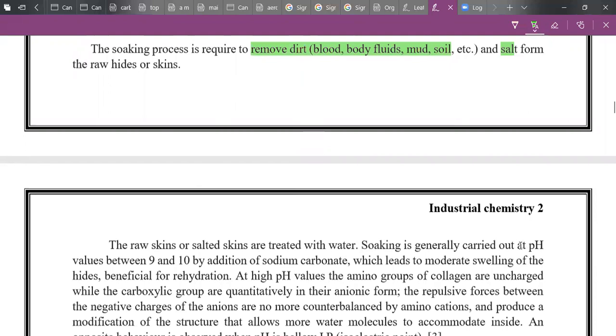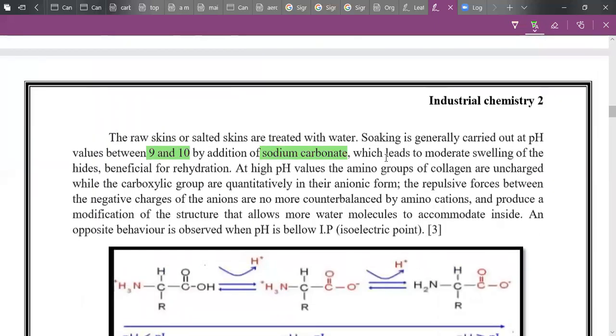Soaking is generally carried out at pH between 9 and 10 by the addition of sodium carbonate. Sodium carbonate is an alkali, so when we add it into water, the pH of the water rises to 9 to 10. This leads to moderate swelling of the hide, which is beneficial for rehydration. Rehydration is the process in which body tissue restores the lost water.